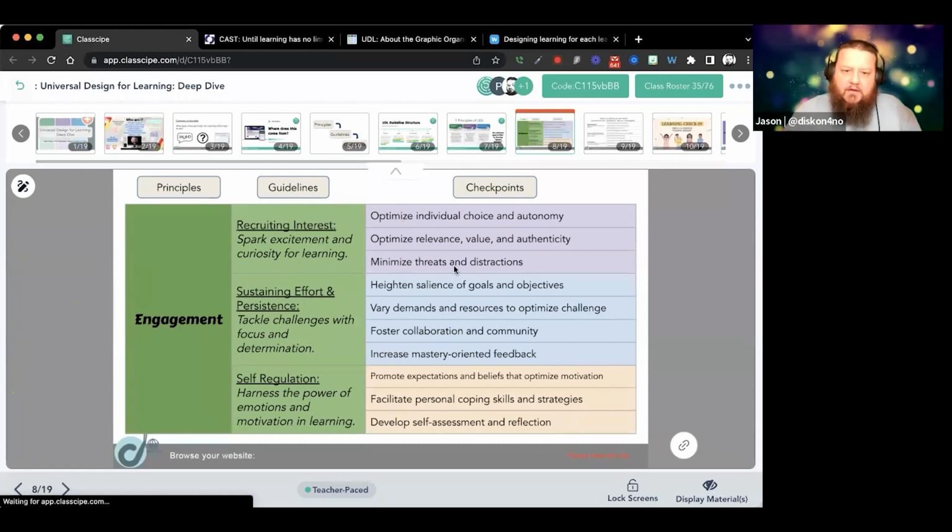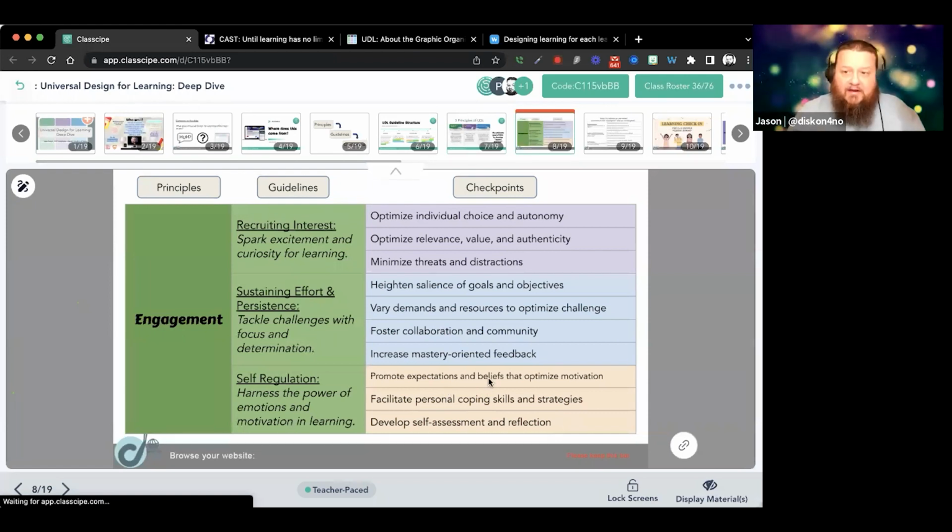And I've color coded them so that you can see where they fall. Okay, so recruiting interest has these three different strands or checkpoints. Sustaining effort and persistence has these four checkpoints. And then self-regulation has these three.